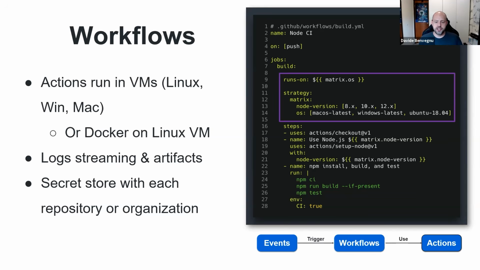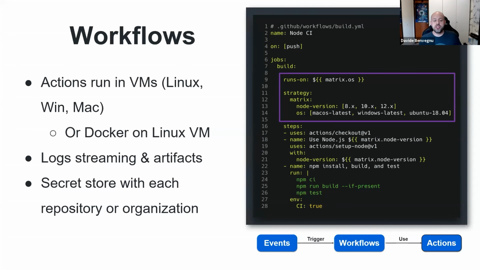As I mentioned before, there's log streaming and artifacts. I will cover the artifacts in a moment. And again, we will see these later, but there is a secret store that you can use, meaning that you can consume secrets from within your GitHub Actions workflows.